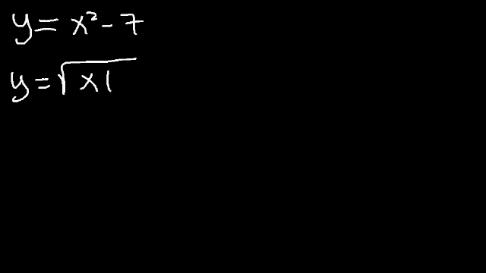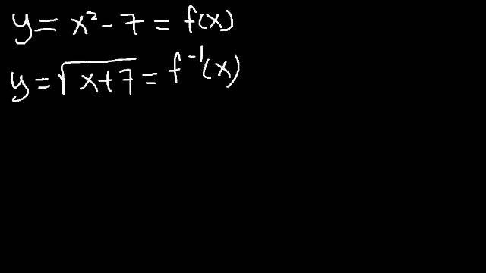Now there's two other ways we can get that same answer. So let's rewrite what we had here. We said that y was equal to x squared minus 7. This is for the original function. And y is also equal to the square root of x plus 7. This is for the inverse function. So I'm going to write this is f of x, the original function, and this is the inverse function.